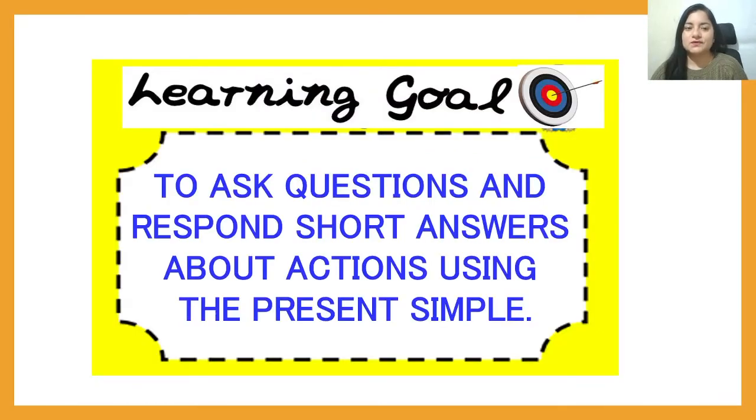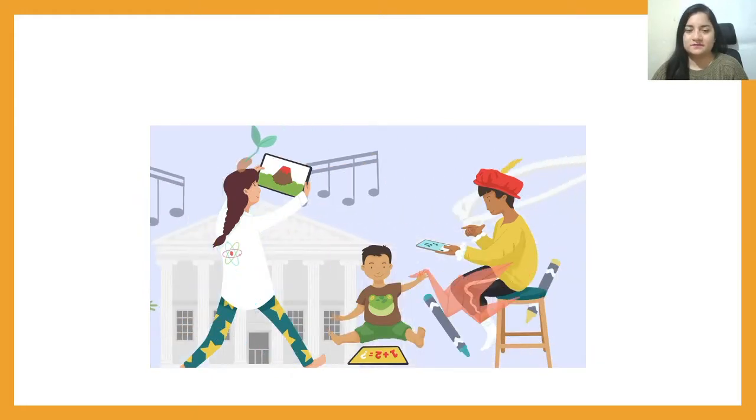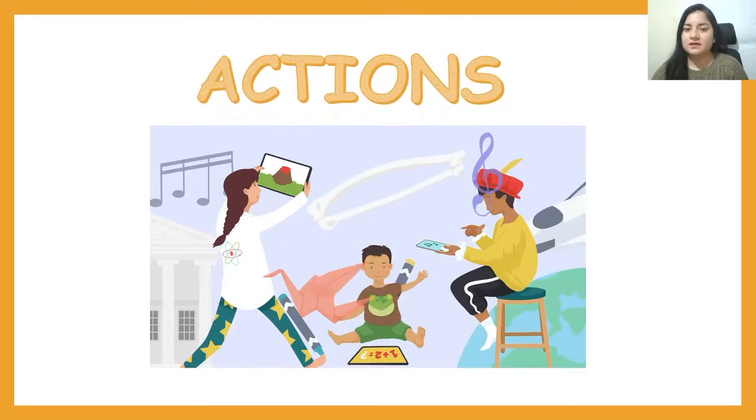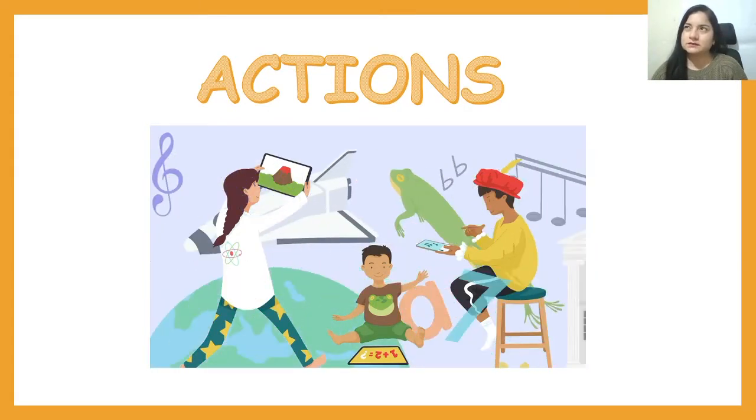As I told you, for today, our learning goal is to ask questions and respond with short answers about actions using the present simple, especially the auxiliaries do and does. So, let's start with some new vocabulary. Our vocabulary is to remember some of Unit 6.